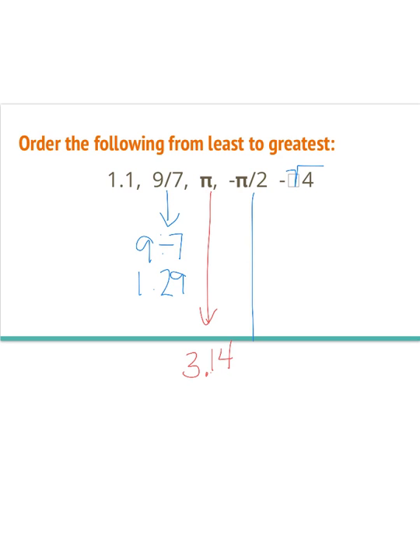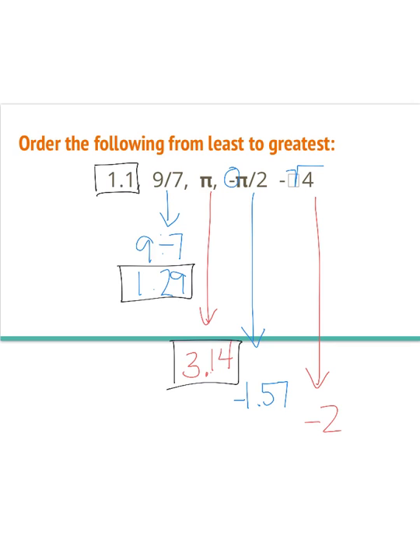I know that pi divided by 2 on my calculator comes out to be negative 1 and 57/100 rounded to the nearest hundredth. And this one will be a negative 2. So now I'm looking at the following. I'm trying to put these in order from least to greatest.